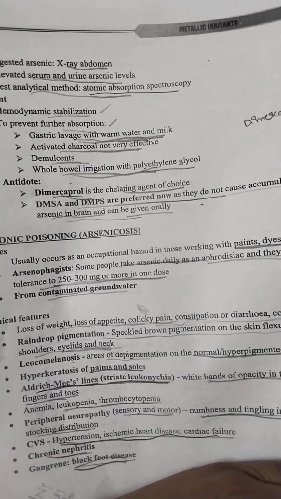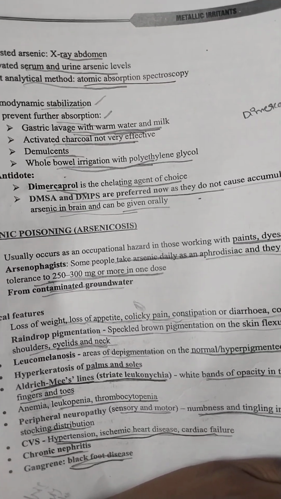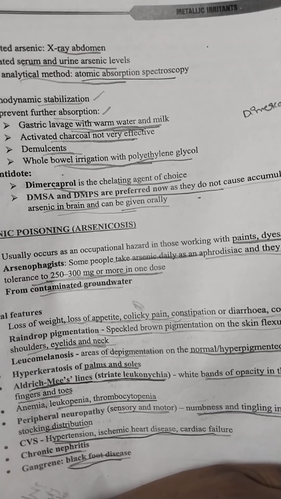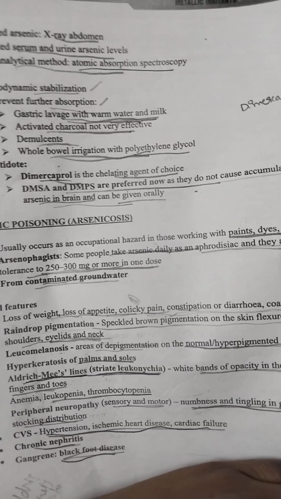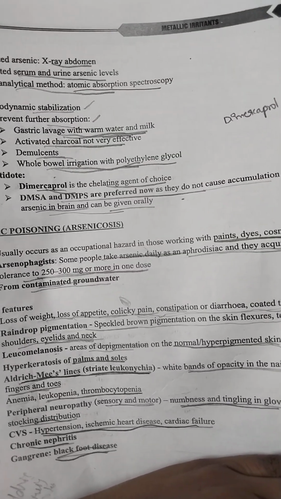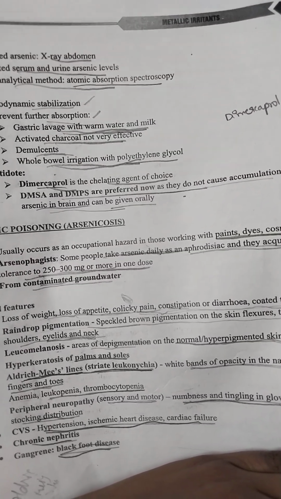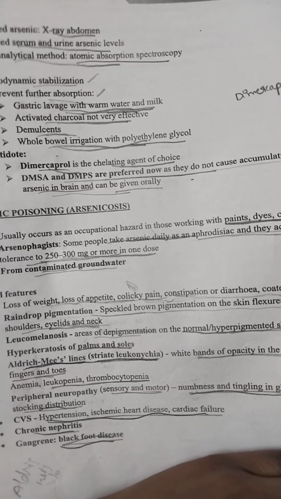After that, whole bowel irrigation with polyethylene glycol. Dimercaprol, also known as British anti-lewisite, is the chelating agent of choice to chelate the complex and eliminate it. And DMPS and DMSA are preferred, as they do not cause accumulation of arsenic in the brain.